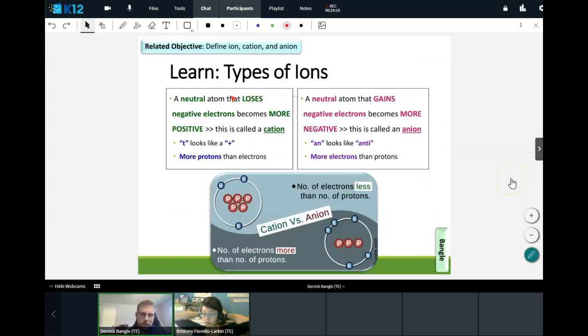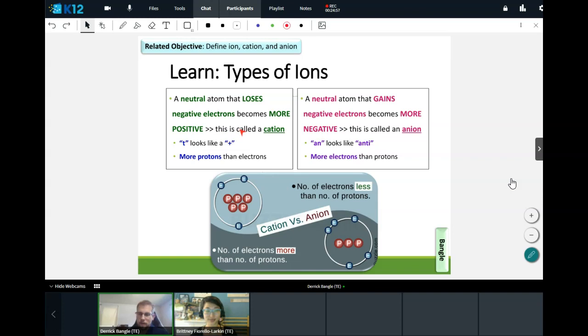On the different types of ions. First of all, on the left-hand side with the green text, we have a neutral atom that loses negative electrons that becomes more positive. That is called a cation. So a cation, we have a couple ways of remembering this. The surefire way is that if you associate the letter T with looking like a plus symbol, which is pretty easy because they both have a cross in them, that will give you that visual indication that the word cation with the T in the center means positive. So cation is a positively charged atom.